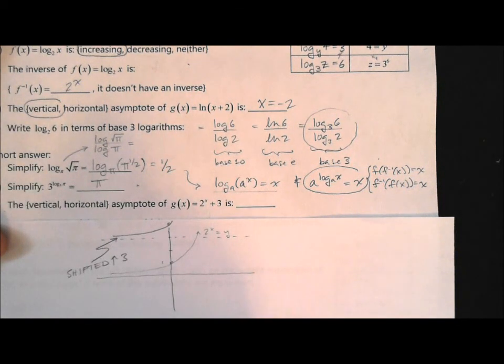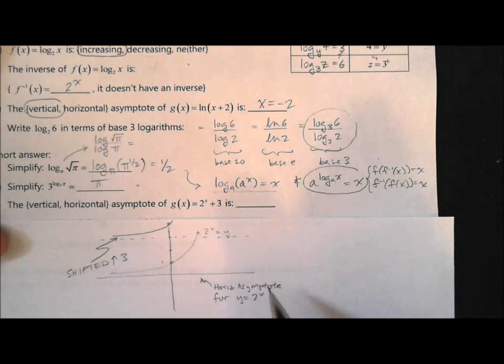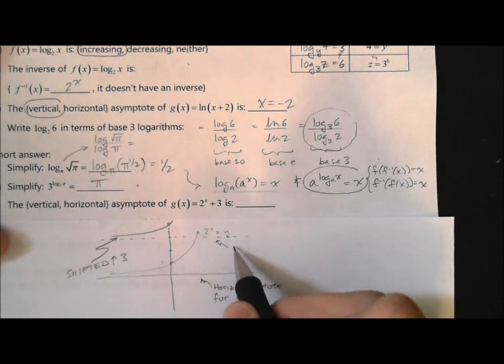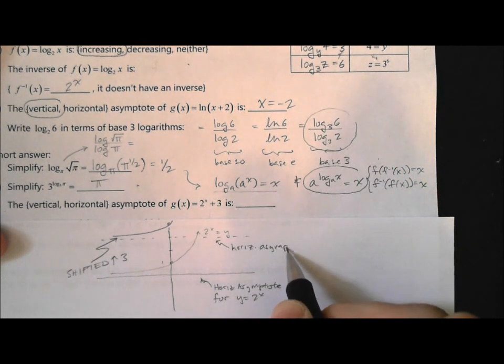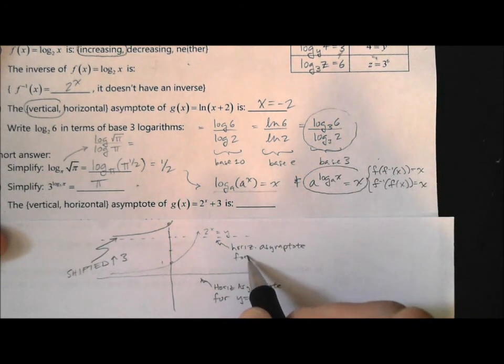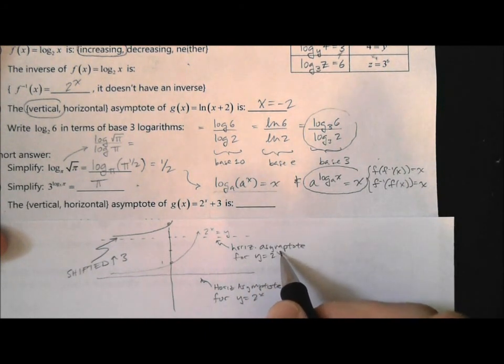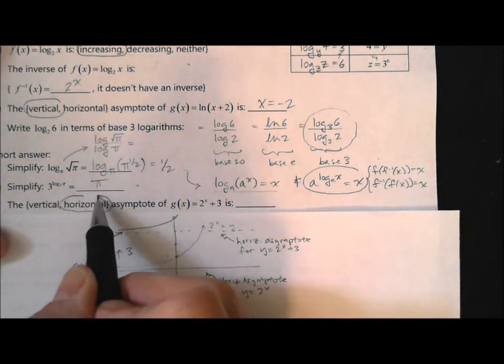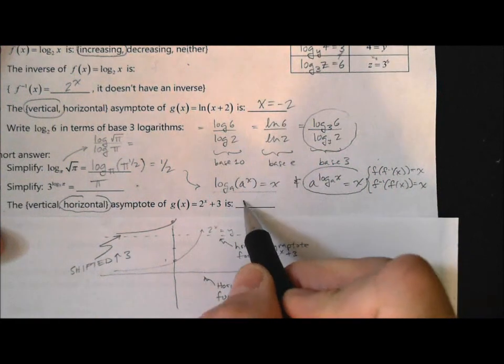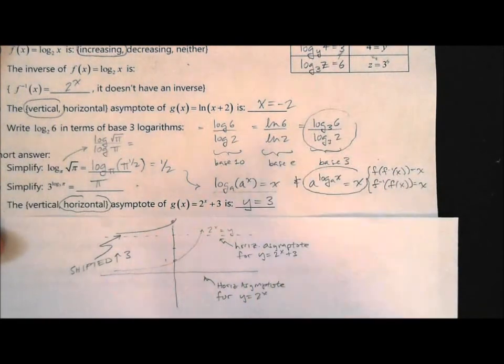And we see what was the horizontal asymptote for y equals 2 to the x is up here now. This is a horizontal asymptote for y equals 2 to the x plus 3. So it's a horizontal asymptote. It's a horizontal line whose equation generically is y equals a number. In this case, it would be y equals 3.